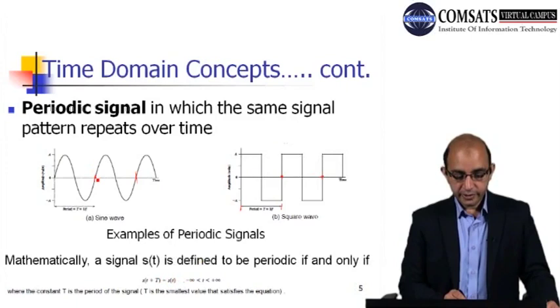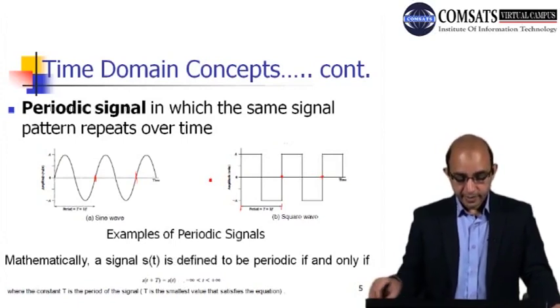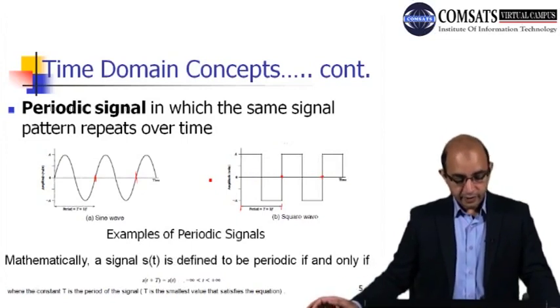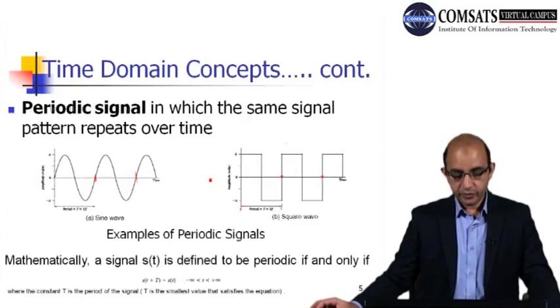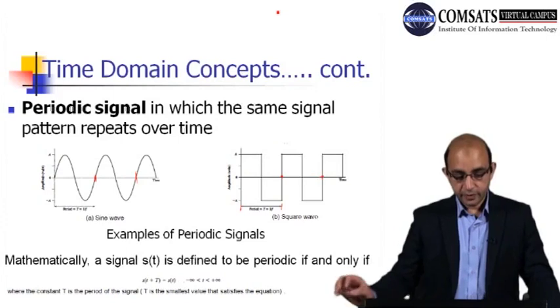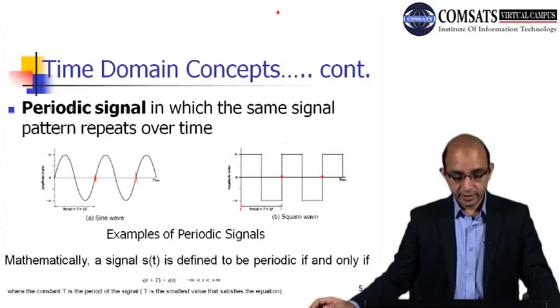Here this is the time period, and we are repeating the same signal again, and it will continue forever. Here you can see we have mentioned that the constant T is the period of the signal, and this holds for both analog and digital signals.